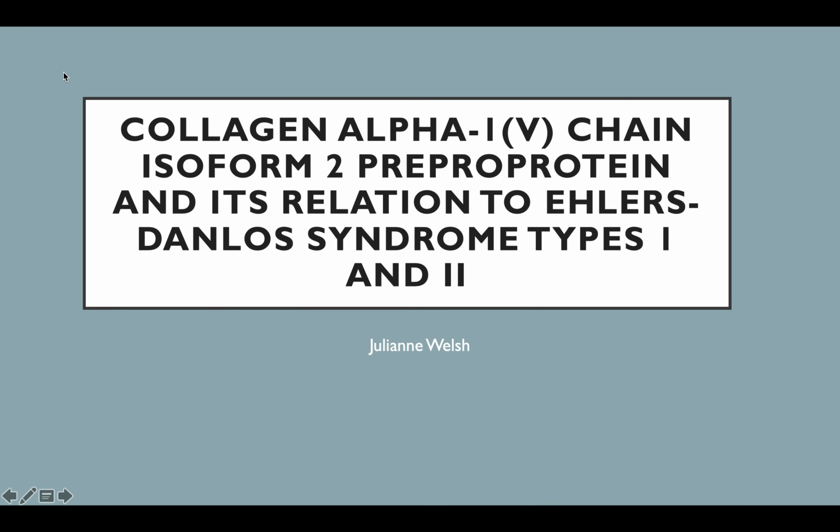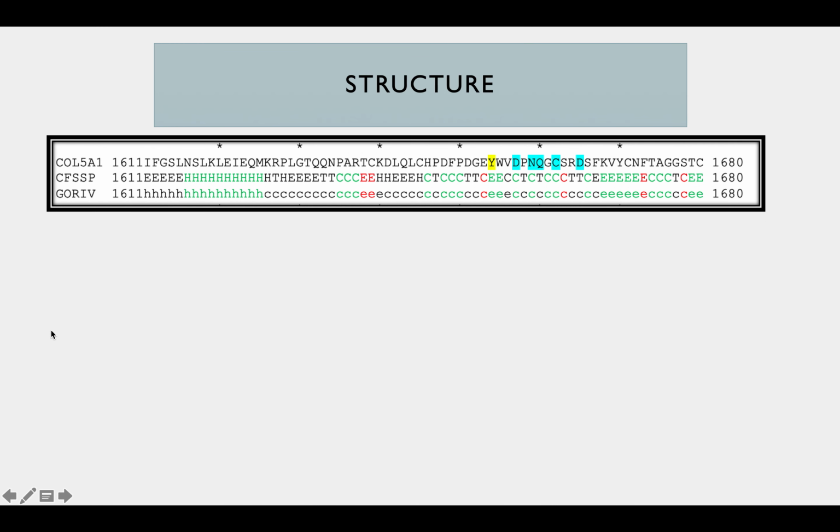My project is on collagen alpha-1 chain isoform 2 preproprotein and its relation to Ehlers-Danlos syndrome types 1 and 2. First up, we have the structure of my protein. So the gene is collagen 5 alpha-1, which codes for pro-alpha-1 protein.